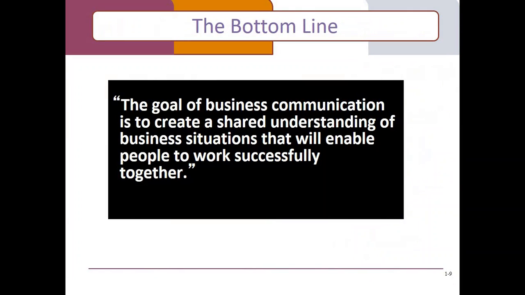And now let's look at the bottom line. The goal of business communication is to create a shared understanding of a business situation that will enable people to work successfully together. So business communication is an integral part of any successful business organization. It will help businesses to cultivate the mission, vision, and objectives of the organization among the employees, so that everyone works on a common goal to make the business successful.